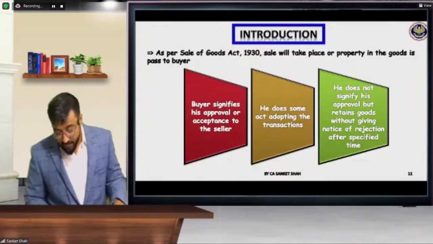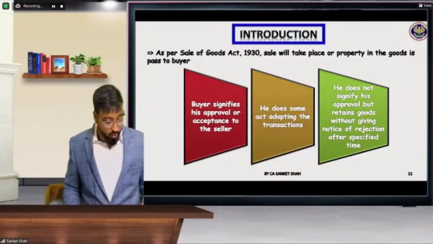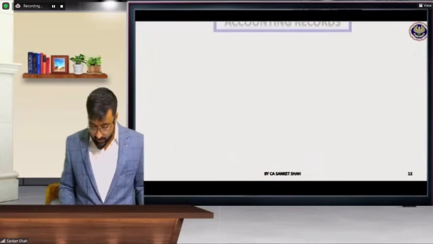So he does not signify his approval in that case also. So the answer is C, both.